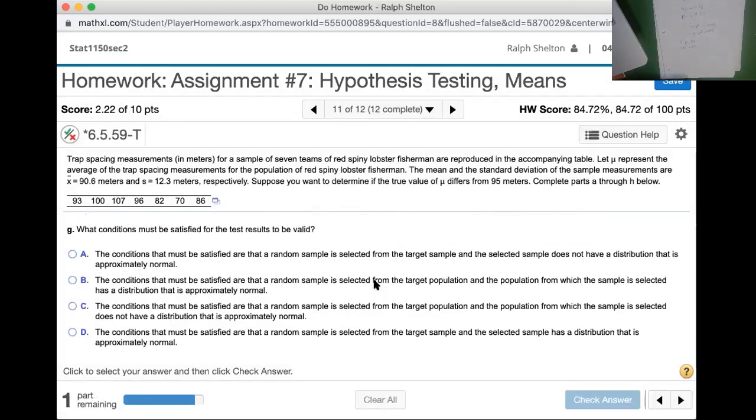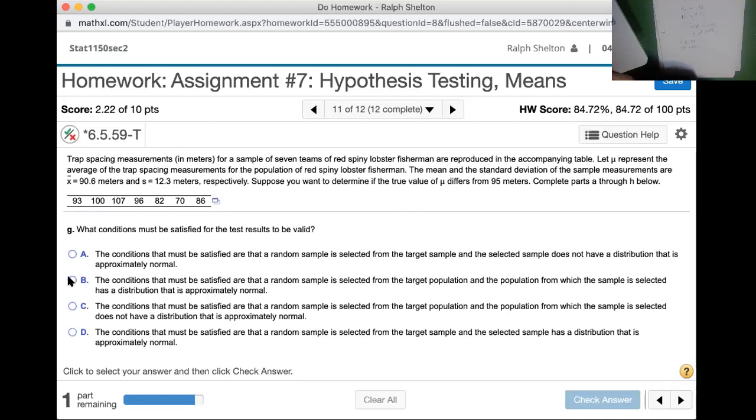All right. Part G, what conditions must be satisfied for it to be valid? Okay, we need a random sample. It's selected from the target sample. No, that's talking about a sample from a sample. We're not doing anything like that. Conditions must be, random sample must be selected from a target population. That's true. And the population from which the sample is selected has a distribution that's approximately normal.